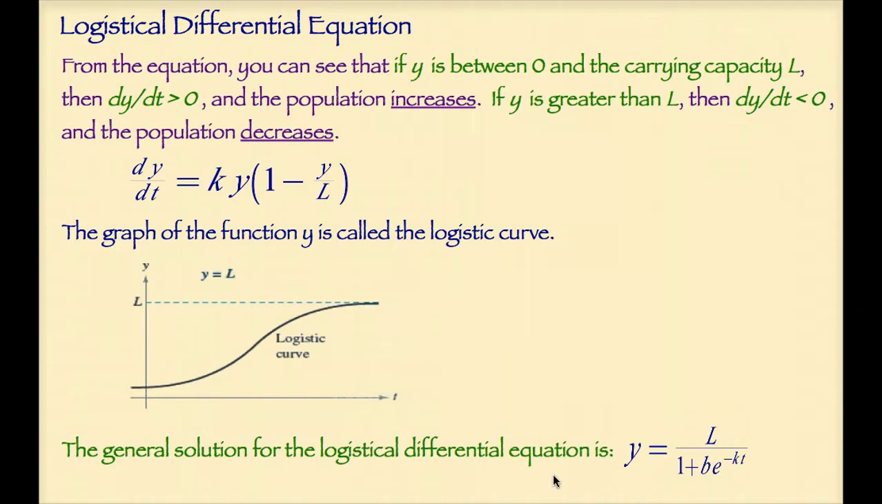And the general solution for the logistic differential equation is y equals L, the carrying capacity, over 1 plus b e to the negative kt. Integrating this differential equation produces this general solution. However, the techniques necessary for showing that integration process do not fall within the purview of this class. Instead, we'll simply use this general solution to obtain values regarding various populations.